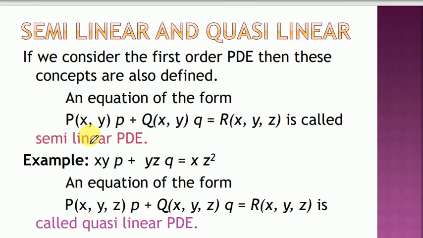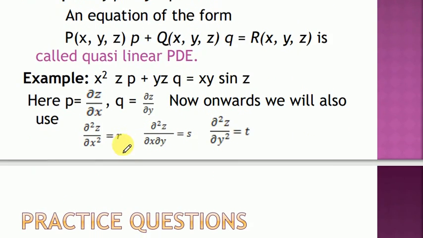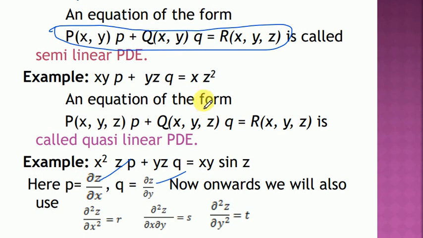any equation will be semi-linear partial differential equation if it is of the form this: P(x,y) p + Q(x,y) q = R(x,y,z), where small p and small q are defined here. Small p is ∂z/∂x, small q is ∂z/∂y. So if we have the coefficient of small p, that means ∂z/∂x, as the function of x,y, and ∂z/∂y is the function of x,y, and the right hand side is the function of x,y,z, then it is a semi-linear partial differential equation.